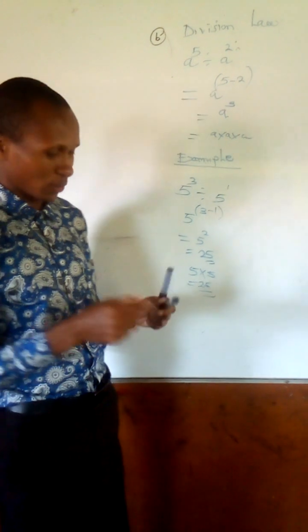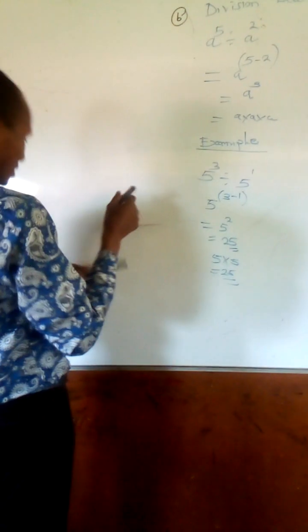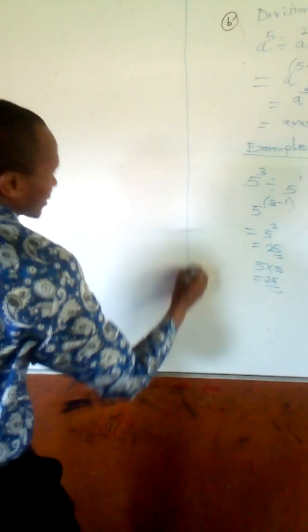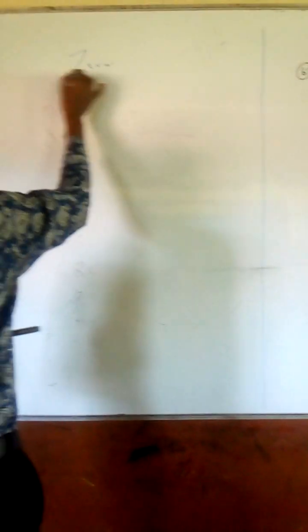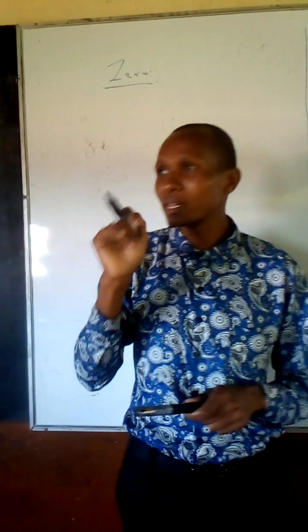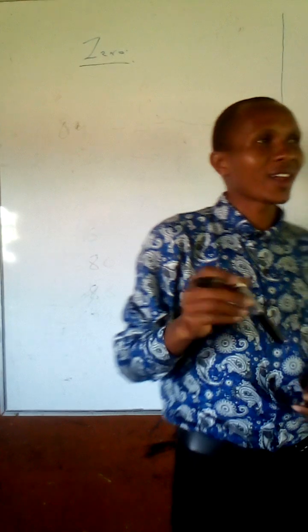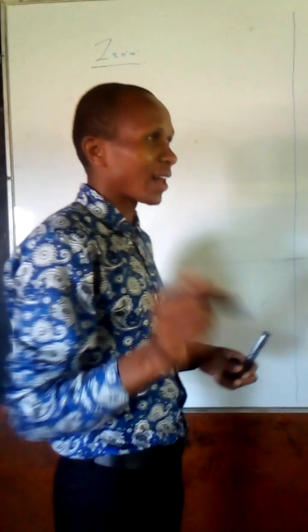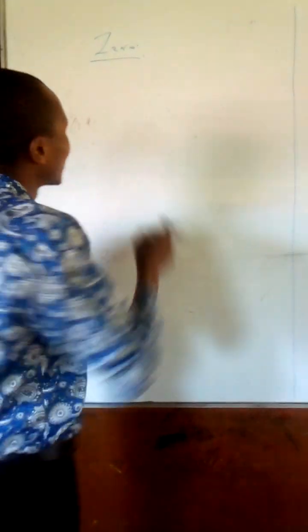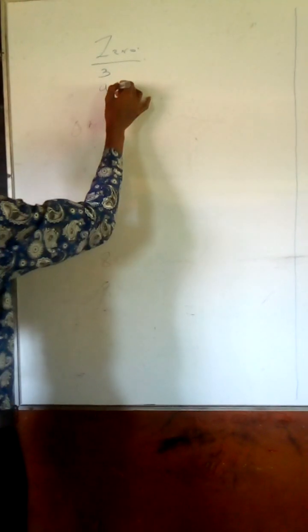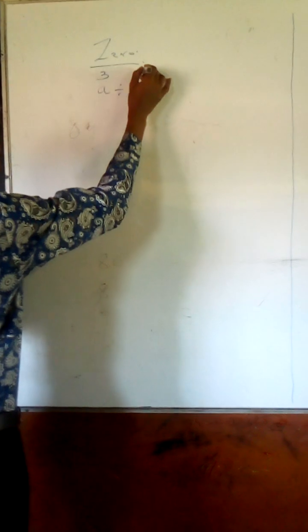We have another law, and we call it zero indices. Zero indices means that when you raise a number by 0, it results in 1. For example, assuming you have indices like a raised to 3 divided by a raised to 3.